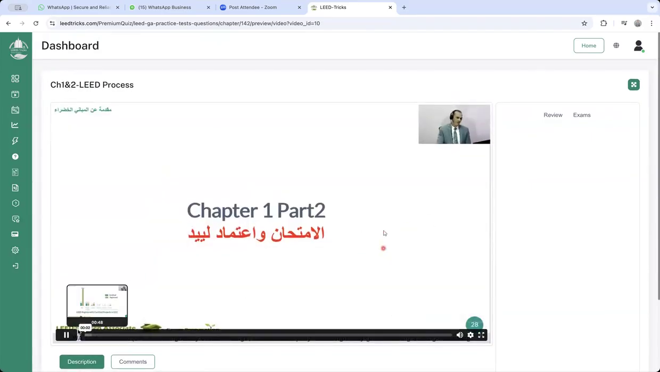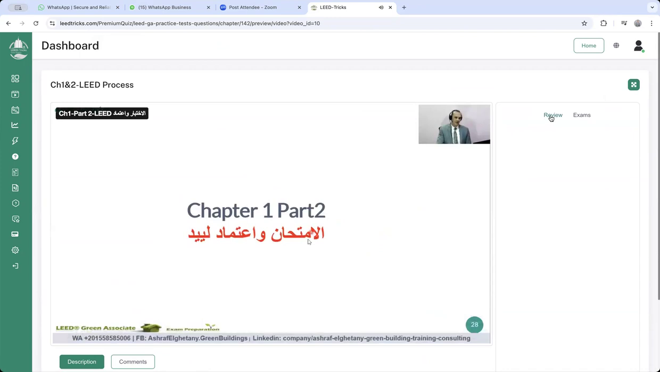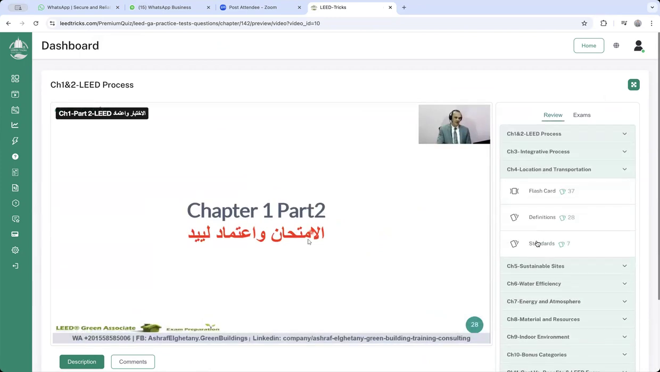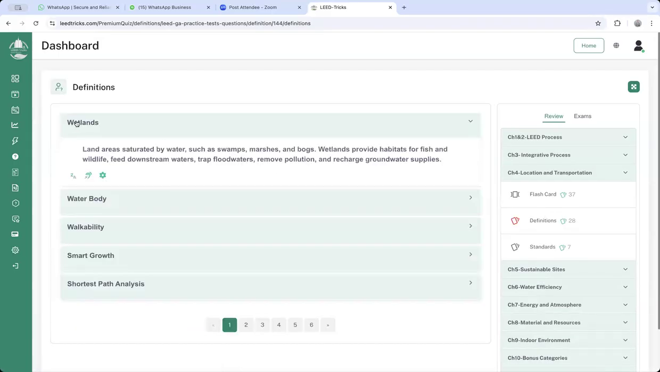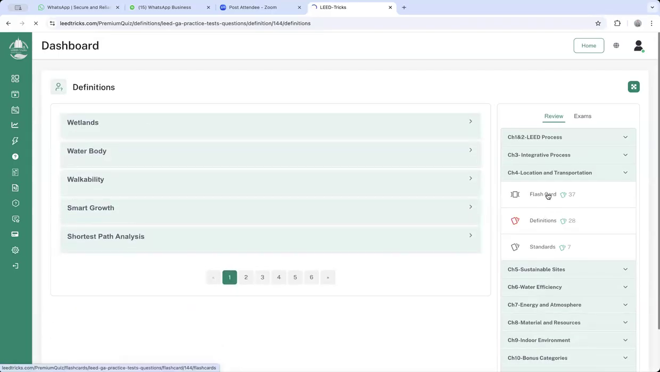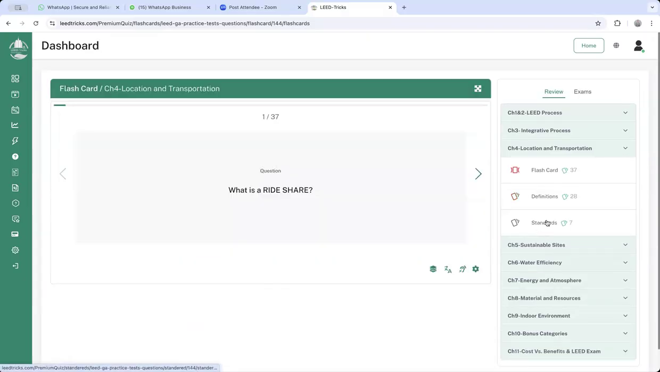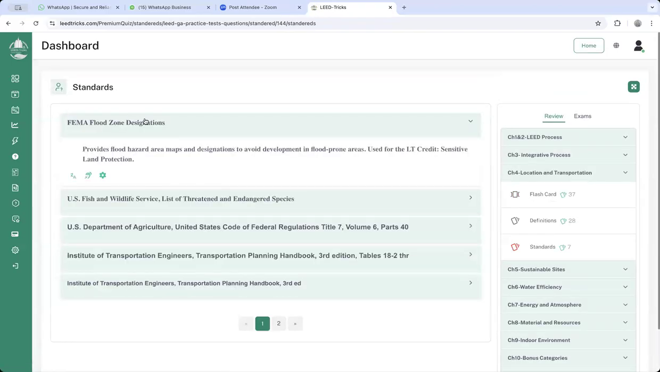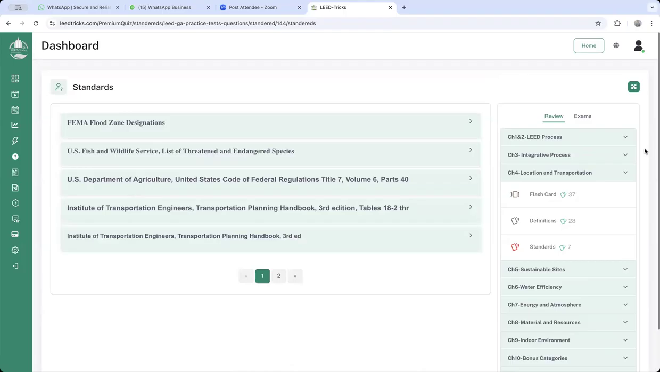We don't need this video. We'll just go. We have here a review. If you want to do a fast, quick review, it's in English also, about definitions, standard, and flashcards. This is the flashcard, for example, by chapter. You can do these flashcards, very easy to study, especially the exam night. And here definitions and standard are very, very important to recall. All will come in the exam. Eight to ten questions about standard come in the exam.